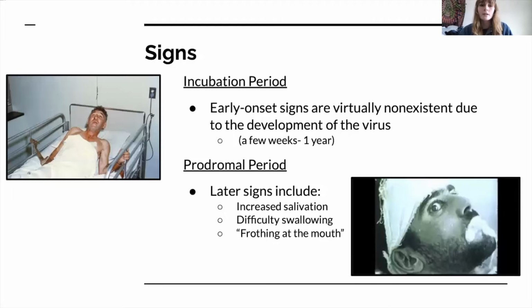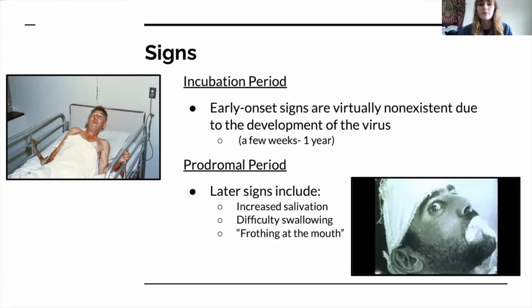Okay, so first I'm just going to discuss the signs, which are going to be physical attributes that you'll see. And there are two periods when you contract the disease. There's going to be the incubation period, which is before you really see any major signs. And then after that will be the prodromal period, which is where you see the actual severe signs.